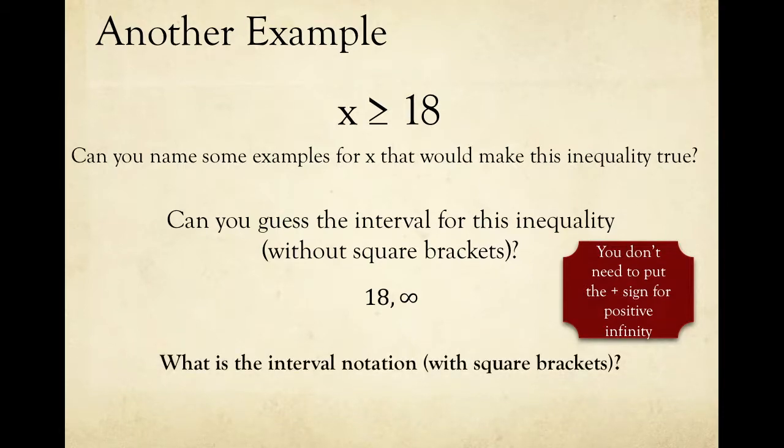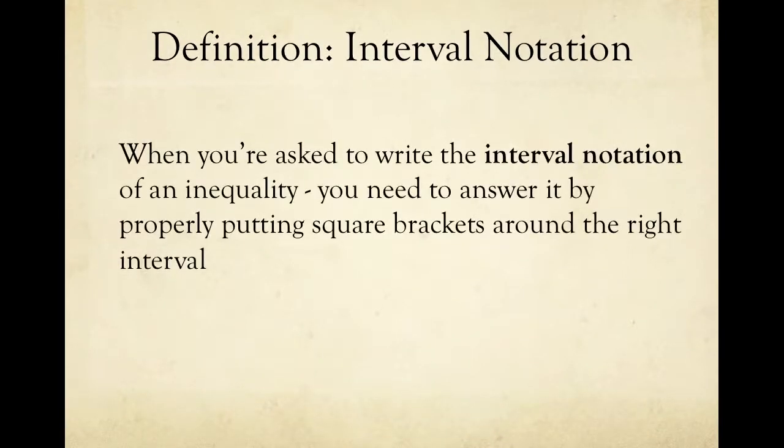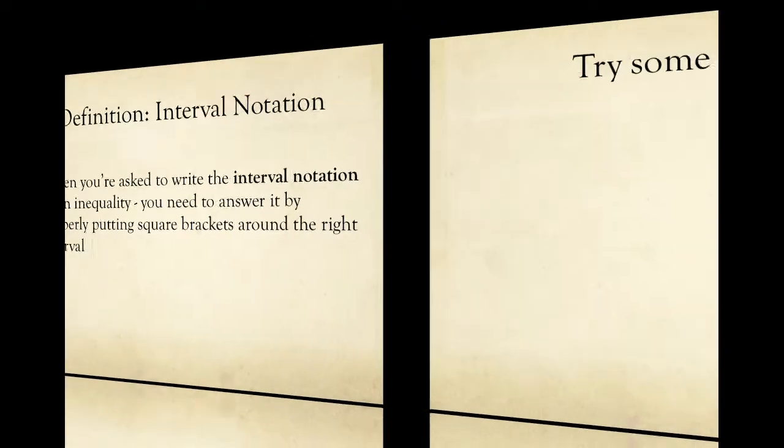You'll see that it goes all the way to positive infinity. Now that you know the interval without the square brackets, how can we add square brackets to this? The 18 is included because there is a greater than or equal to sign, so it's hugging the 18. But remember, square brackets never hug the infinity sign. It is going to face away. Here is the definition. When you're asked to write the interval notation of an inequality, you need to answer it by properly putting square brackets around the right interval.